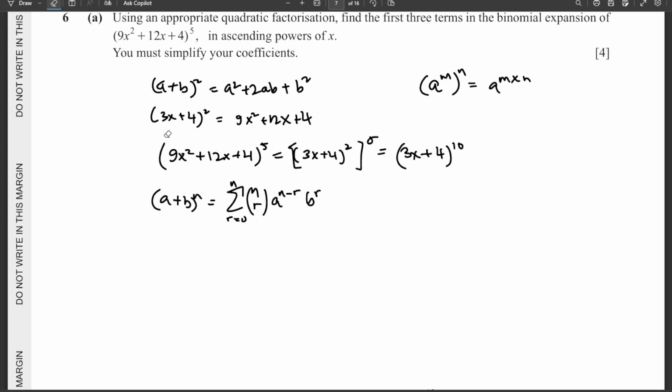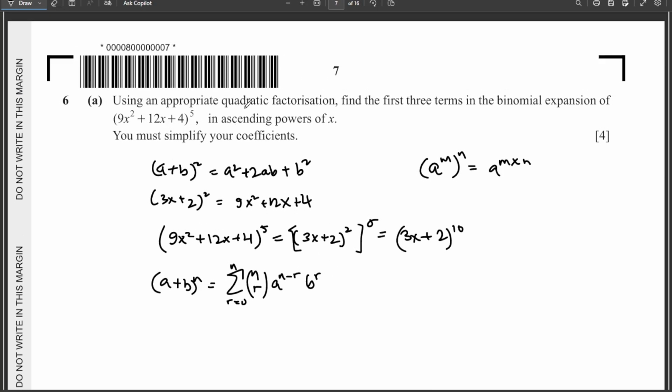I think I've spotted the mistake here. The b value here should be 2 because 2 squared is 4. So all of the values here, okay, this 4 should be 2. Okay, so a careless mistake there.